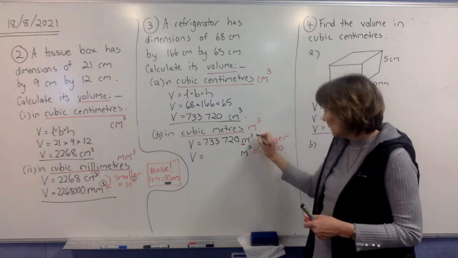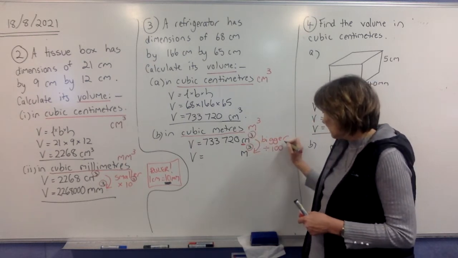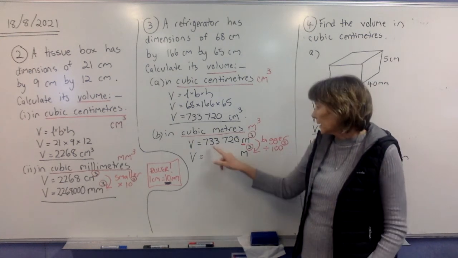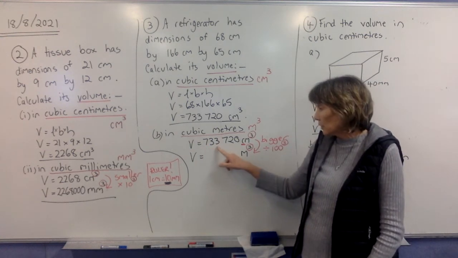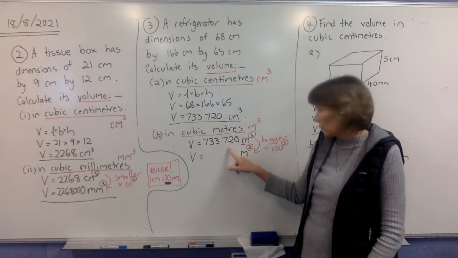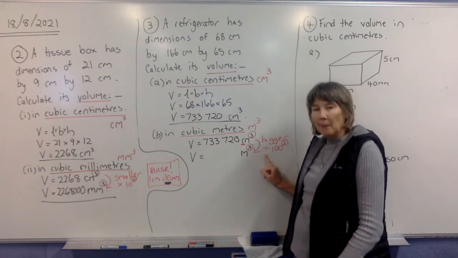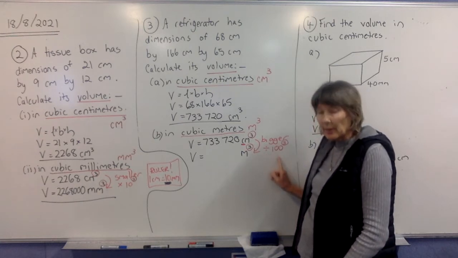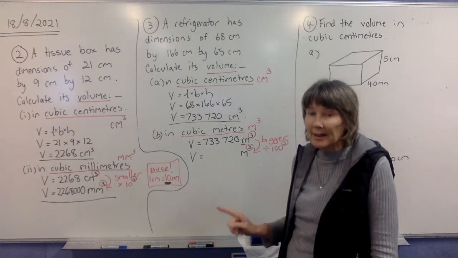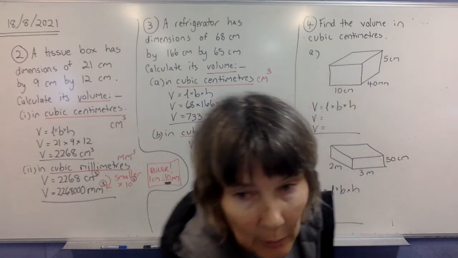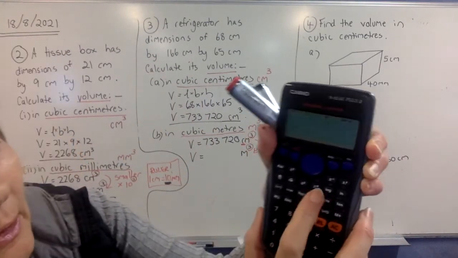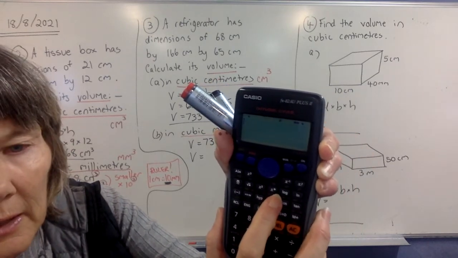And because that's cubed and that's cubed, this is cubed as well. So you're going to put in your calculator 733,720 divided by 100. Then press the button next to the squared key. Don't forget which one you're pressing for that. That one there. That's the button you're pressing.